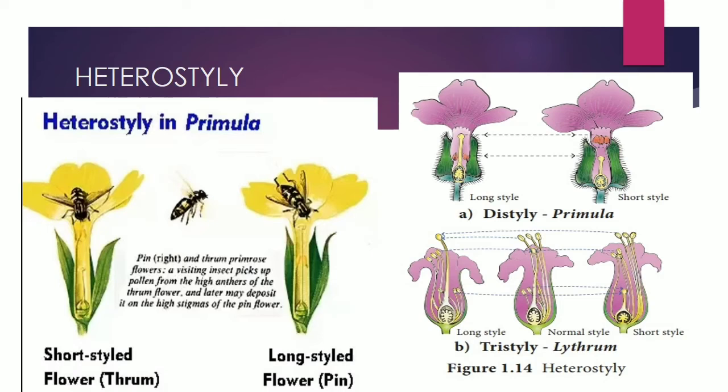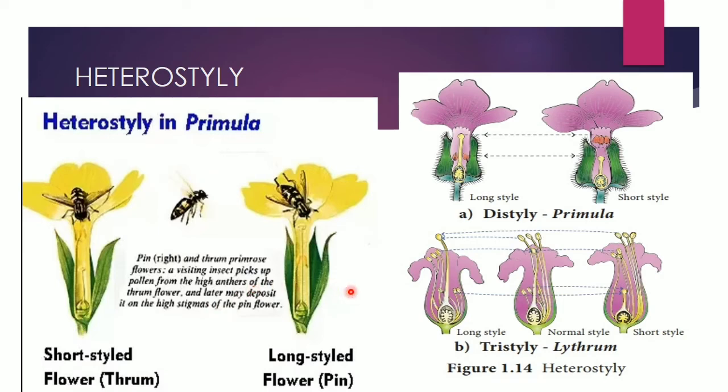Next one is heterostyle. Style we know: the stigma, the stalk of the stigma is the style, then the ovary. Heterostyle means the style will be of different types. When there are different types of styles, it is known as heterostyle. The example given is Primula, primrose. In primrose there are 2 or 3 forms of styles, so 2 or 3 forms of flowers are also there.